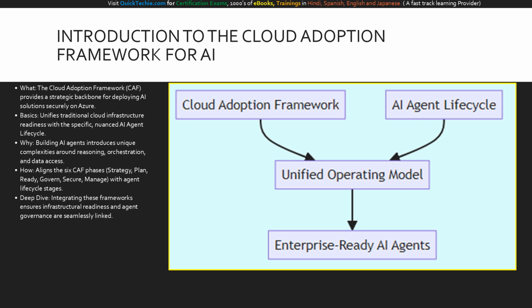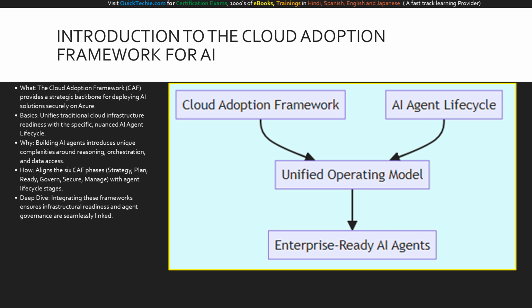But what exactly is this framework? Essentially, CAF provides a structured, end-to-end backbone for deploying AI solutions securely and scalably on Azure. The basics involve taking this traditional cloud framework and layering it seamlessly with the specific AI agent lifecycle. Why do we do this? Because building AI agents introduces new complexities around reasoning, data access, and orchestration that traditional software does not face.